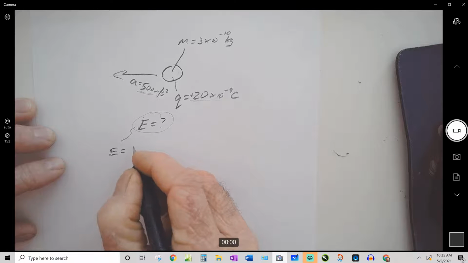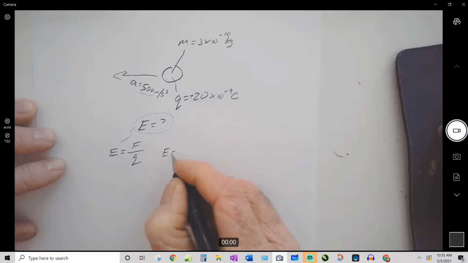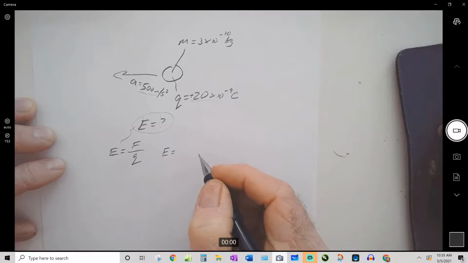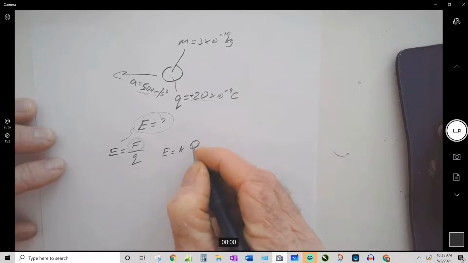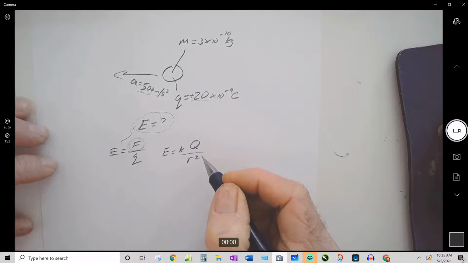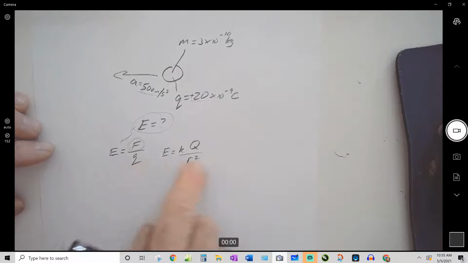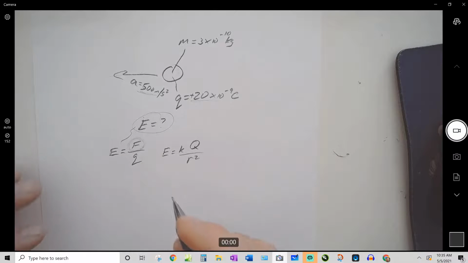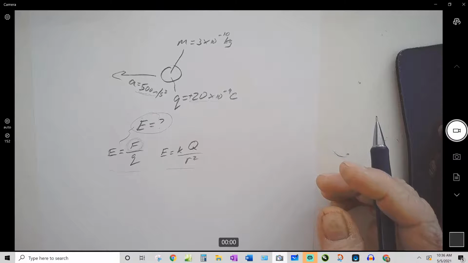One is just the basic one, force over charge. And then the other formula for electric field is the one I just used a minute ago, where I substitute the Coulomb's law formula for force into here, and that gives me k Q over r squared, where Q is the charge that's causing the electric field. But just looking at these two formulas, guess which one is most appropriate for this problem? The one on the left or the one on the right? Raise your hand. The one on the left. Yes.